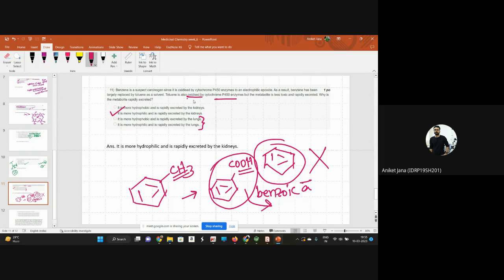So for the excretion by the lungs, the compound must be volatile. Any kind of gases or anything what we can excrete from the lungs, right? So benzoic acid is not a volatile one. So this lungs option we can exclude, and it is forming hydrophilic metabolites and excreted by the kidneys. Okay.